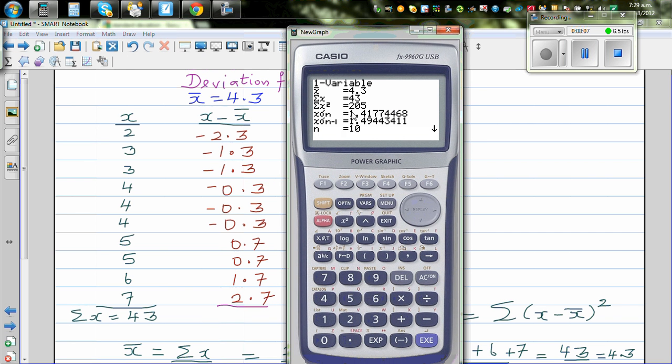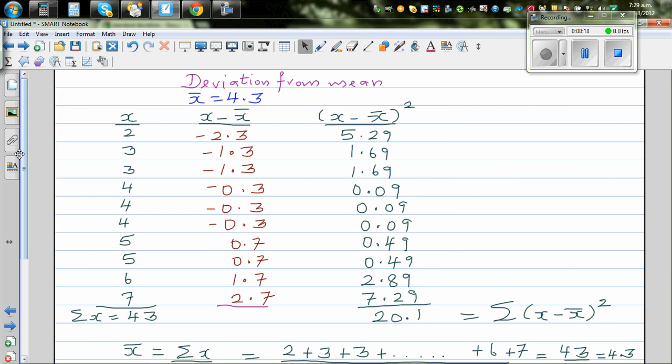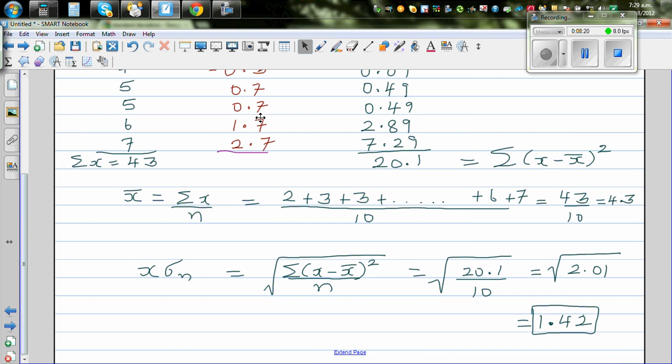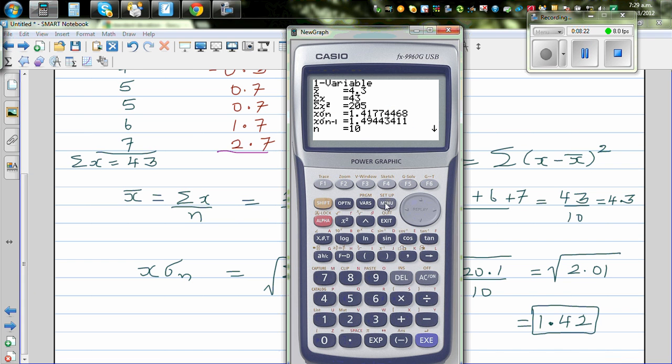So let me show you. Can you see x bar is 4.3, and this x sigma n is 1.4177. Okay, and that's what we've got. So if you find the square root of, let me show you that, shift square root of 2.01, it will give you 1.4177. I've rounded this to 2 dp.